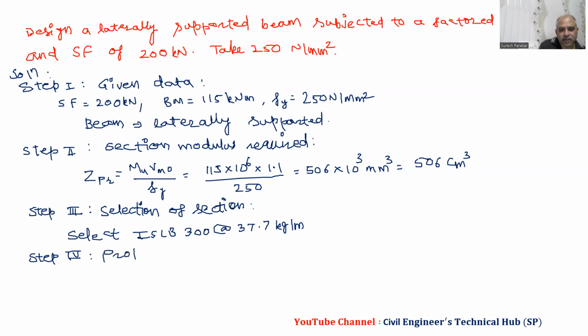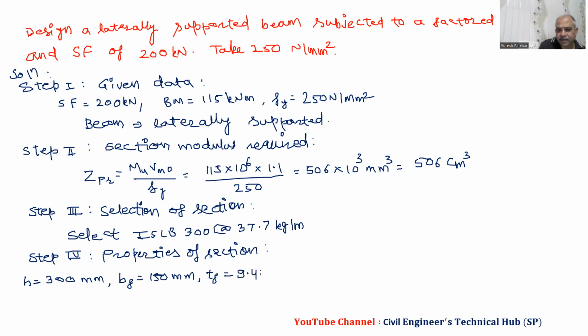So we have first the properties of section. H equal to 300 millimeters, BF 150 millimeters, TF 9.4 millimeters, TW 6.7 millimeters, ZPZ 554.32 into 10 raised to 3 millimeter cube, and RYY is equal to 28 millimeters.